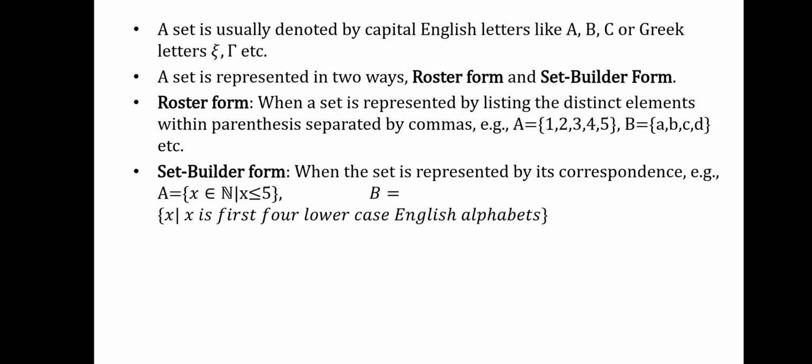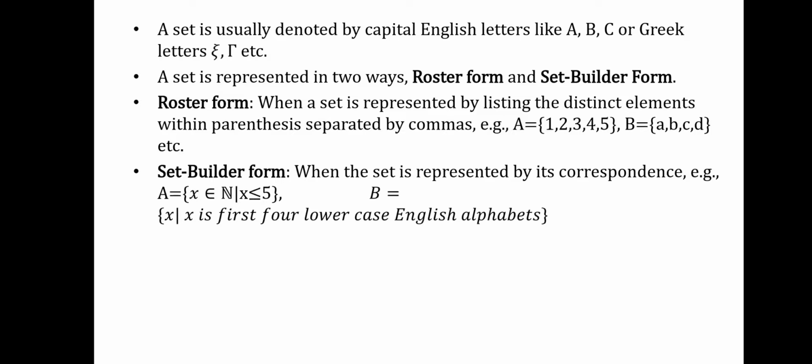What is N? N is the set of natural numbers. So we know the set of natural numbers starts from 1, 2, 3 like this, and x is less than or equal to 5. So that means what? All the natural numbers which are less than or equal to 5. So definitely it satisfies the criteria. So both the set A in the roster form and the set builder form, they tally.